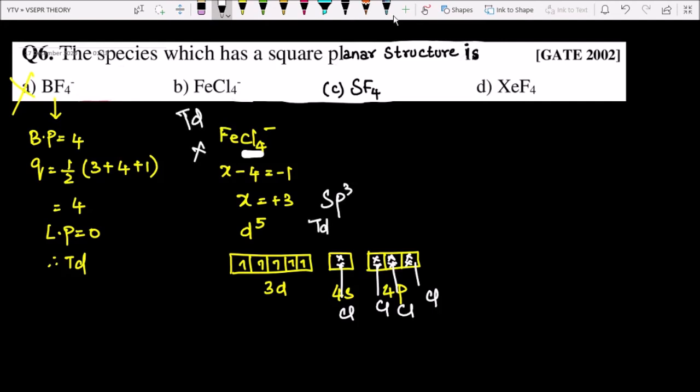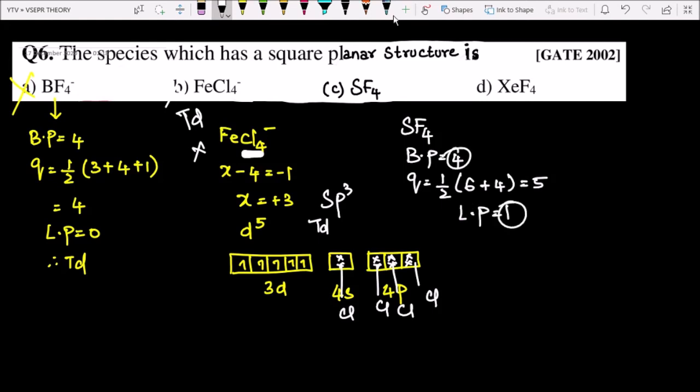Then if you check the next one, SF4. In case of SF4, the bond pair is equal to 4 and the quotient is equal to half into 6 plus 4, which is equal to 5, and the lone pair is equal to 1. So it is going to be 4-1. What is 4-1? 4-1 is seesaw or distorted tetrahedral. So this also cannot be.